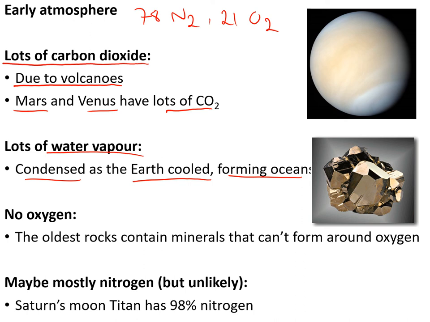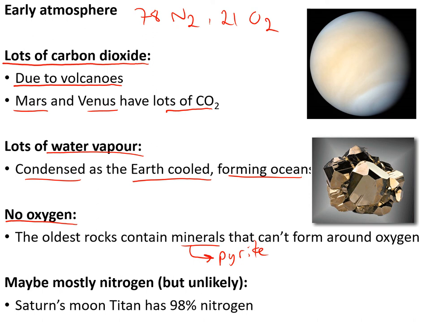We also know that there was no oxygen. And the reason we know that is because if we look at some of the very oldest rocks that we find, they contain minerals, for example, something called pyrite, that simply cannot form in the presence of oxygen. So the only way for them to form would be if there was no oxygen.